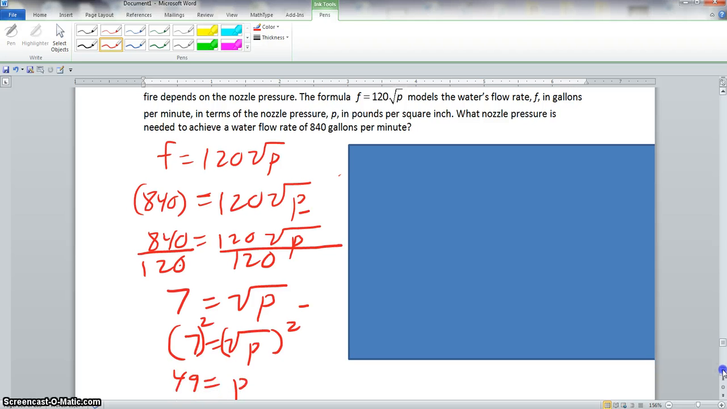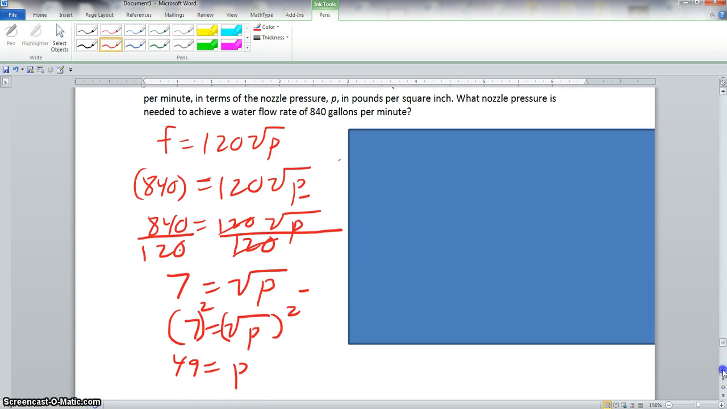And 840 divided by 120 is 7. And these 120s simplify out and leave you the square root of P. Now, to get the P by itself, we have to square both sides. So 7 to the second power is 49, and the square root of P squared is just P. So now we have 49 is equal to P. Now that is the end of that problem.